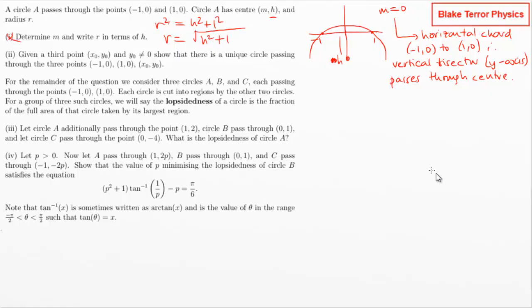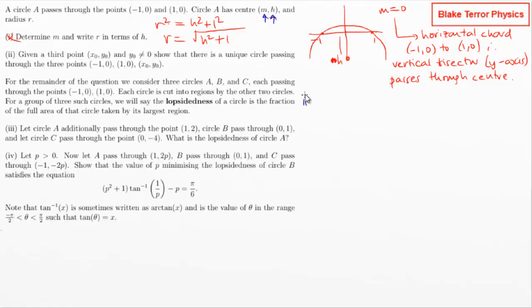Right. Part 2. Given a third point, x0, y0, y0 is not equal to 0. So it can't duplicate one of the existing points, and we certainly can't have 3 points on the x-axis for the same circle. Given a third point, show there's a unique circle passing through these 3 points. So we want a unique circle, so we want to fix the centre, is what we're trying to do. We've already fixed M, so we want to try and fix H. We want to have something that is going to pin H down.